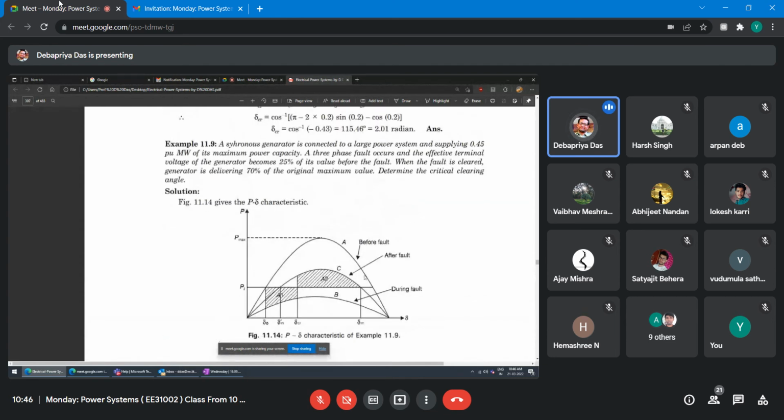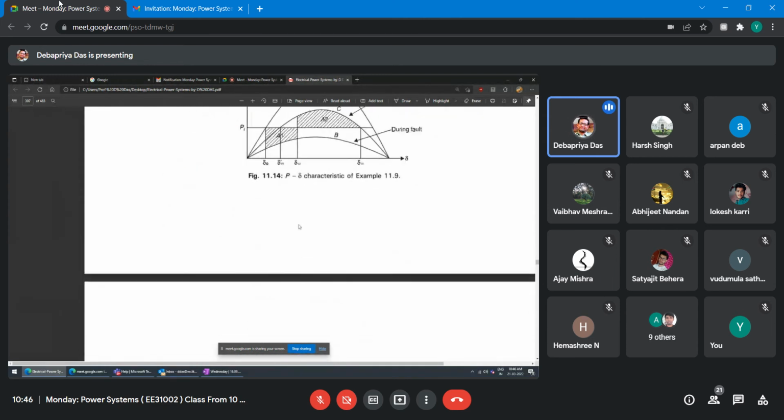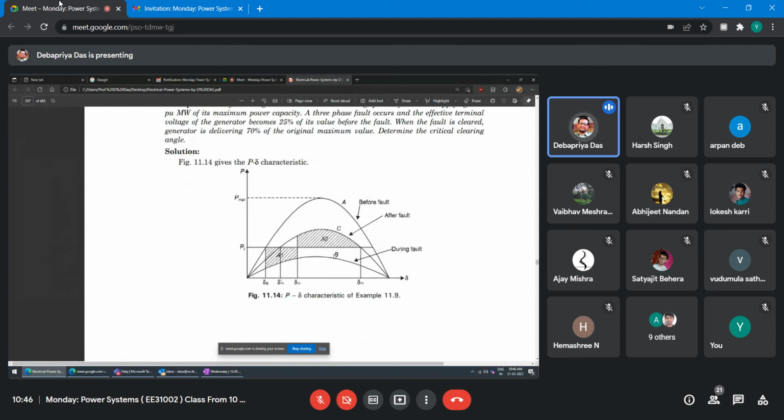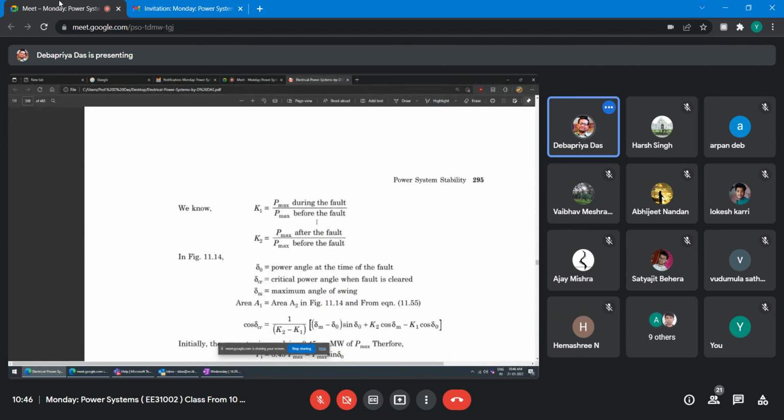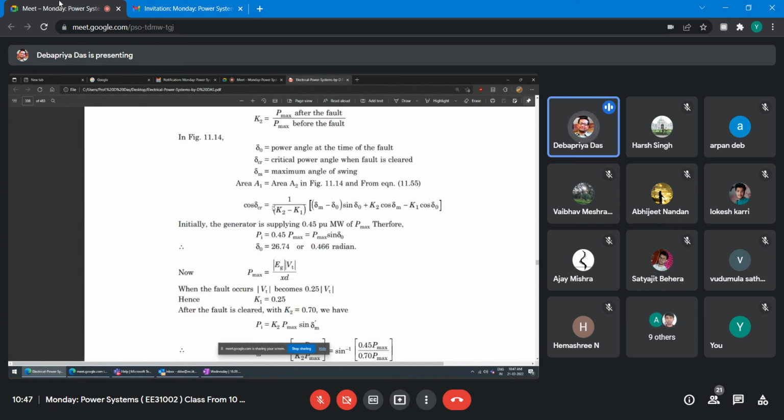So this is that fault, and you have to draw the graph clearly, right? And then the same diagram, whatever we have drawn before, the same diagram, right? So K1 will be Pmax during the fault over Pmax before the fault. Because in the denominator, only Pmax before the fault, and the value is given, right? Delta 0 is the power angle at the time of the fault. Delta CR is the critical power angle when the fault is cleared, and delta max is the maximum angle of swing, right? So area 1 is equal to area 2. So this formula is given. You cannot recall this formula, right?